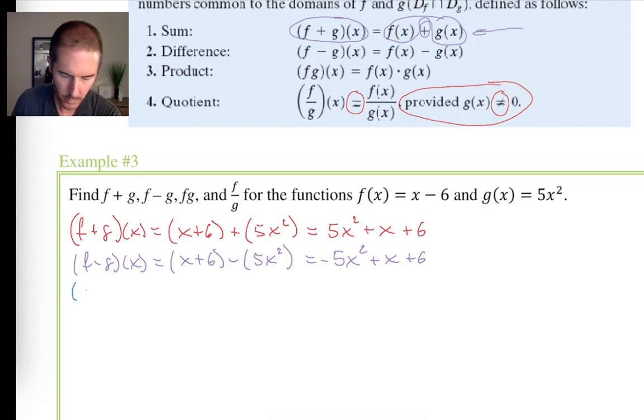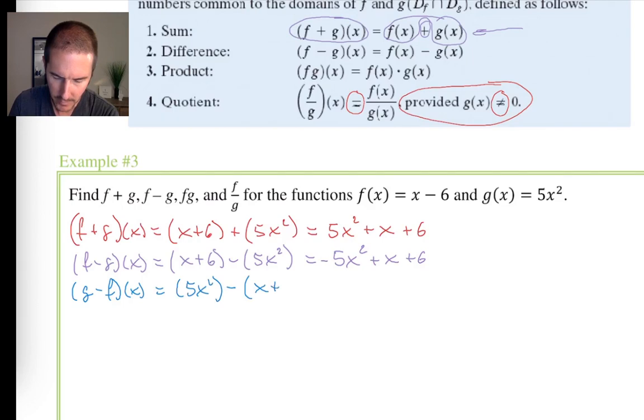Let's also do g minus f of x. Let's put our g function first, 5x squared, minus our f function, which is x plus 6. And you'll notice I keep using parentheses over and over again as I'm replacing the f with what the f function is and g with what g is.